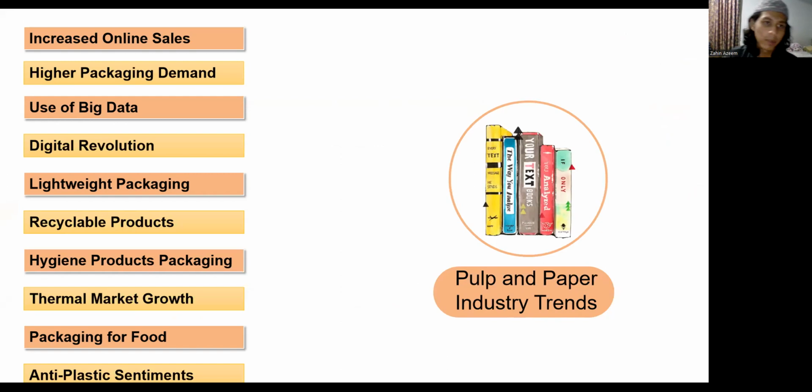I will briefly explain each of these one by one. So first is increased online sales. Of course, in this era, people like to go shopping online. So this will make the sales of pulp and paper products grow. For example, in the United States and China, which are the biggest markets. This is a trend that is expected to continue in 2022.